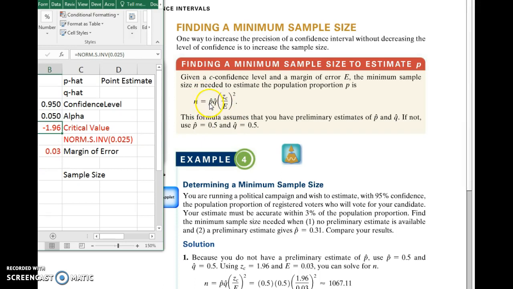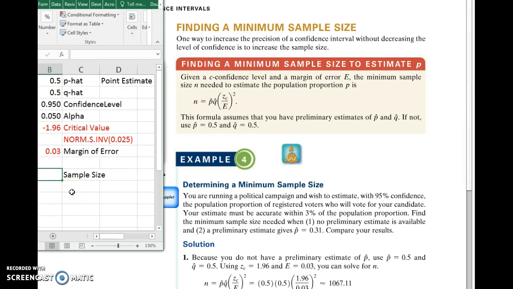Now the last bit I need in the formula is the preliminary estimate for p hat, but since we don't have one, because for example 1 down here we're going with no preliminary estimate, we use 0.5 for each p hat and q hat. Alright, so with all that information, just plug in what we got here.